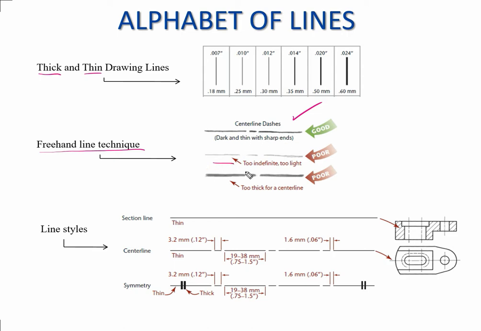While here, it is too light and not clear, while here it is too thick. And we know that center lines should be thin, not thick. So when you draw a sketch using the freehand technique, you should distinguish between thin and thick lines, or different line conventions. Line styles, we should also know what types of lines we have. We have section lines, center lines, symmetry lines, visible lines, hidden lines, and different lines. So this is the alphabet of lines.